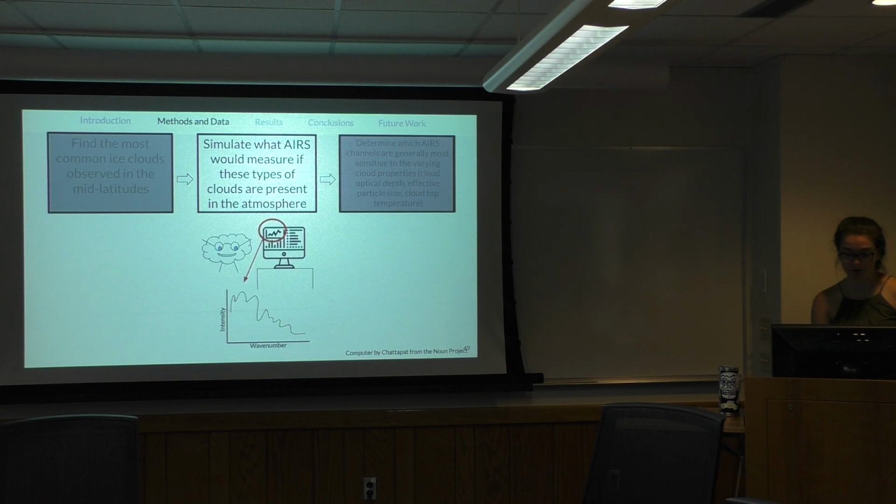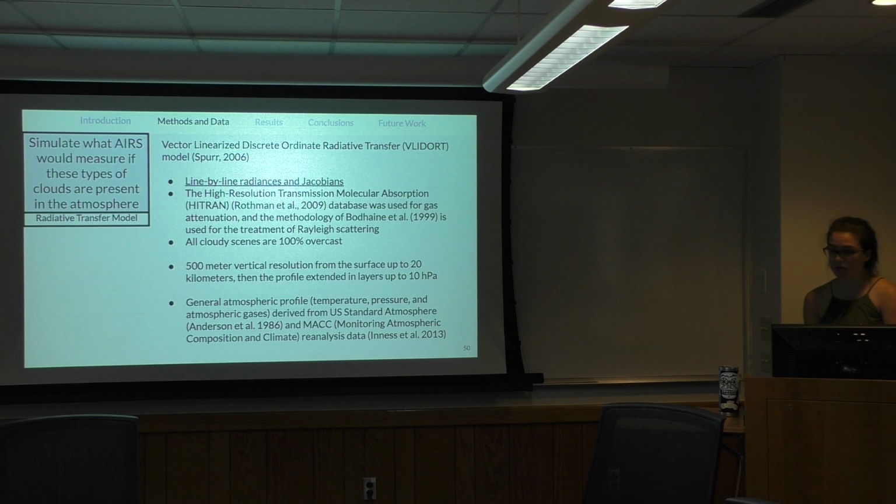So after we found our most common ice clouds, we simulate what errors would measure if these types of clouds are present. So we used our radiative transfer model for that. That calculated line-by-line gradients and Jacobians. I don't want to get into all the specifics of this, but what is important is that we used a 500-meter vertical resolution from the surface up to 20 kilometers, and then extended our profile up to 10 hectopascals. And then we created sort of an average mid-latitude thermodynamic profile to input into this radiative transfer model.